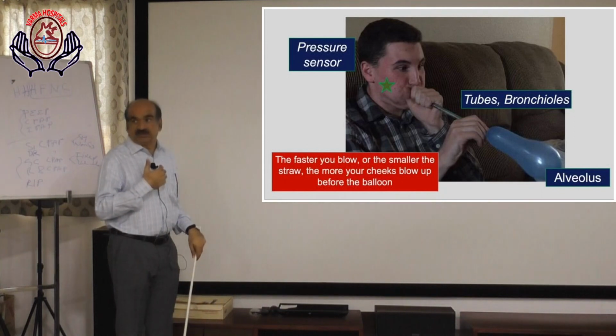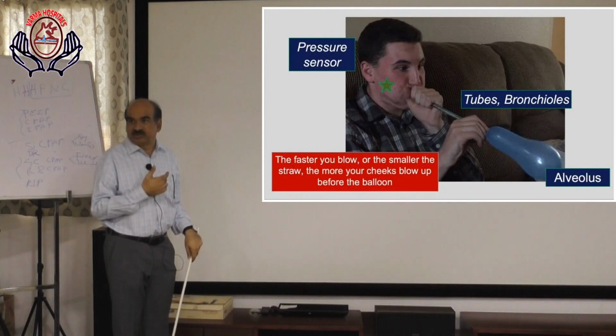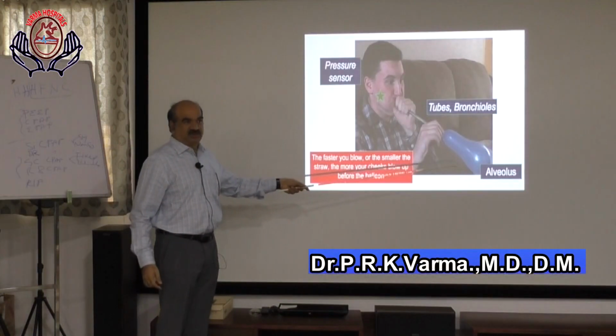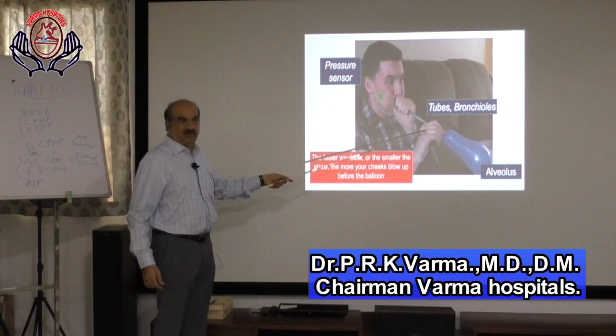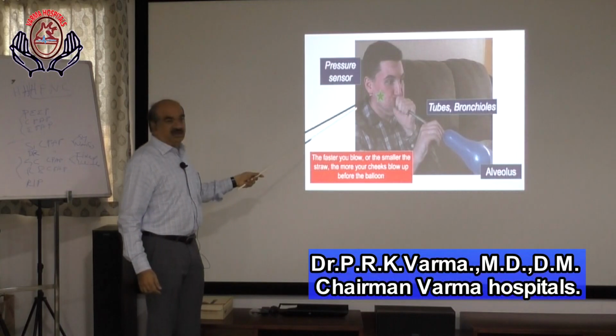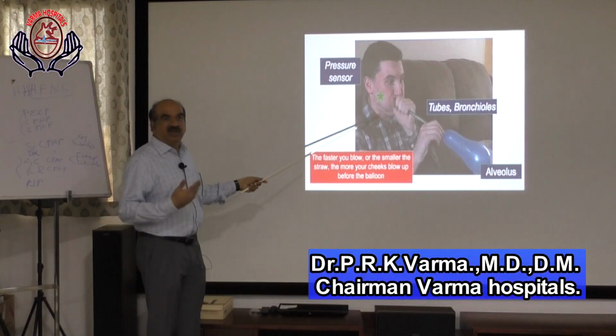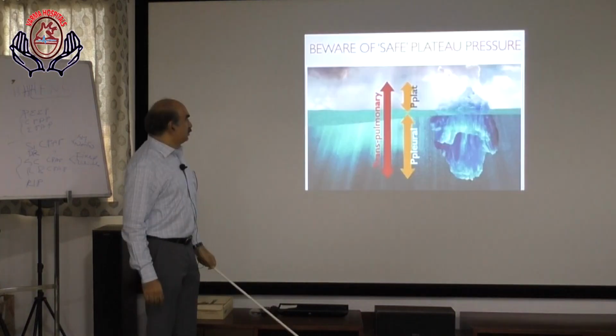So these sensors, actually alveoli, tubes and bronchi, but what sensors nowadays in the advanced modes, the sensors are in the proximal part, proximal flow sensors. Directly we don't get any alveolar pressure information or even bronchial or airway pressure information. Only tracheal pressure. The sensors will assess the tracheal pressure.